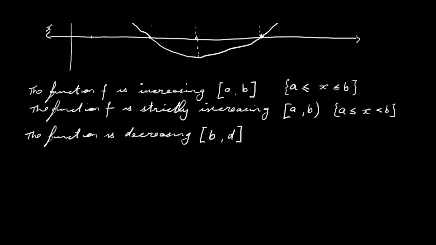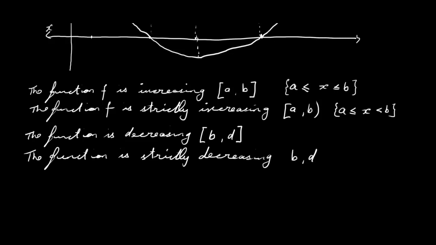because it's decreasing. And you can say then the function is strictly decreasing from B to D, but you don't want the points where the slope is 0, so you don't include B and D for strictly decreasing parts of the function.